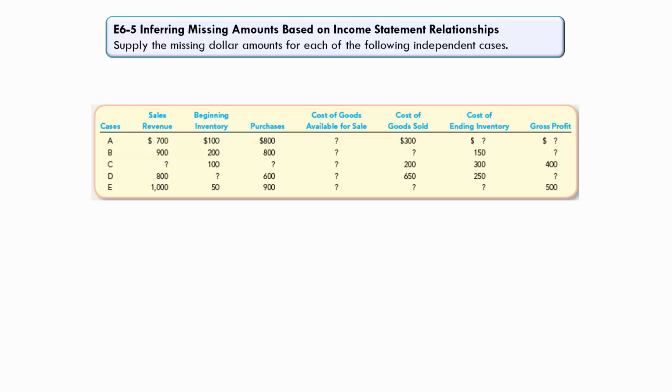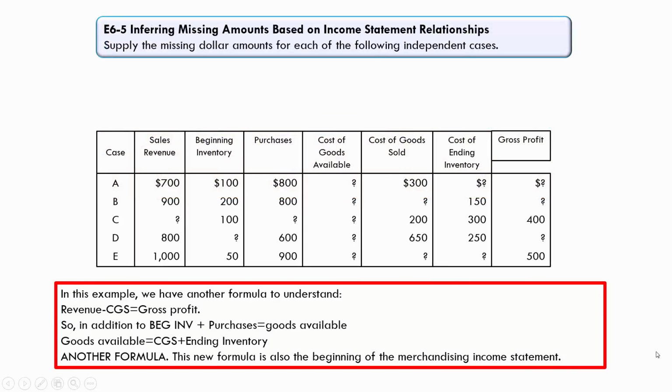It gives us another equation. Again, we have beginning inventory plus purchases as goods available, and this is this number, right? So this plus this should equal this. Then this plus this should also equal this. But the third equation, which is in here, is revenue minus cost of goods sold is gross profit, right? So you're working through this and you have three equations again to work off of.